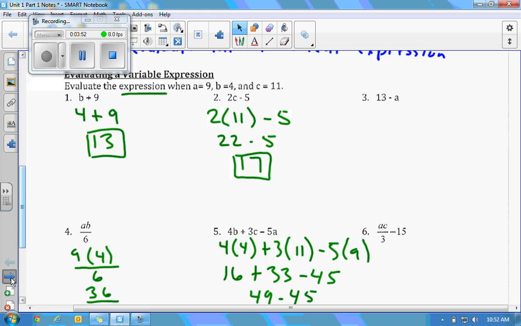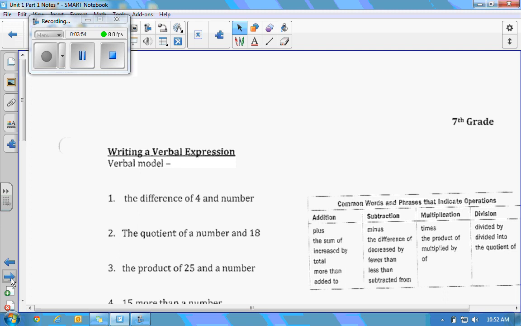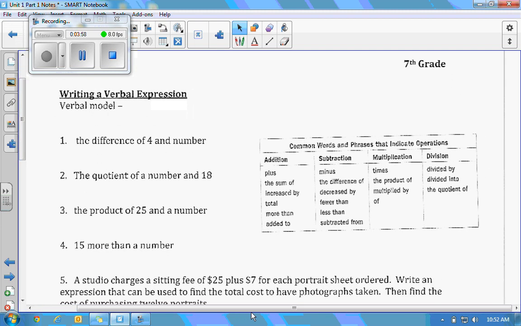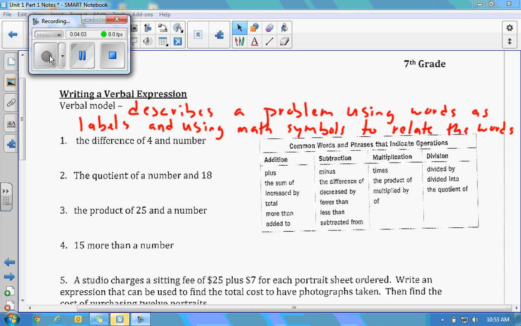Once you finish those two up, we're going to flip to the back side of this page. Okay, on the back side, it says writing a verbal expression. So we have one definition that we need here, and that's for a verbal model. All right, so I've got the definition down here for you. A verbal model describes a problem using words as labels and using math symbols to relate the words. Okay. So you've probably done this before.